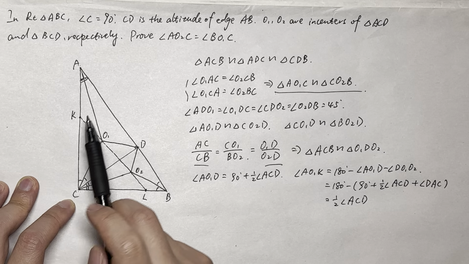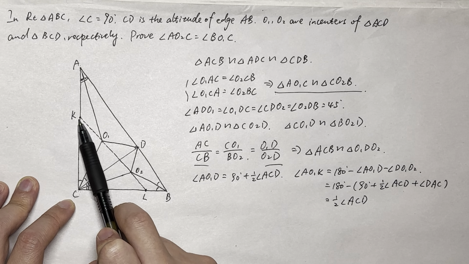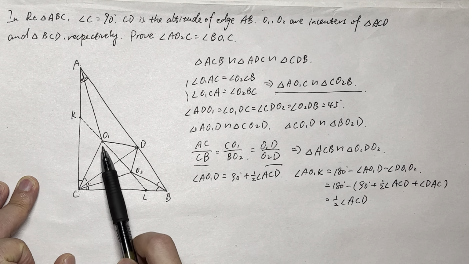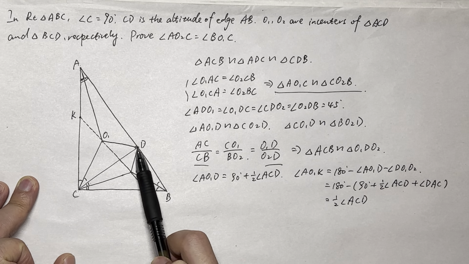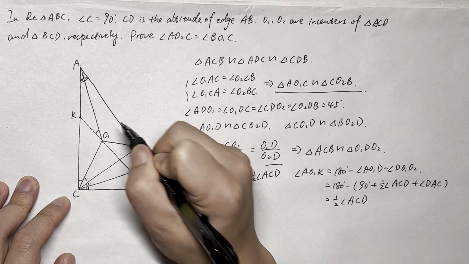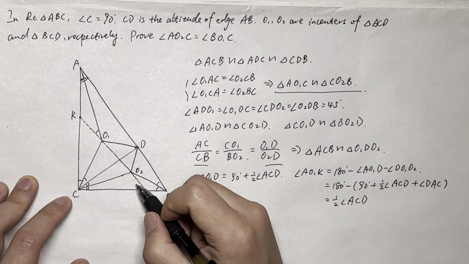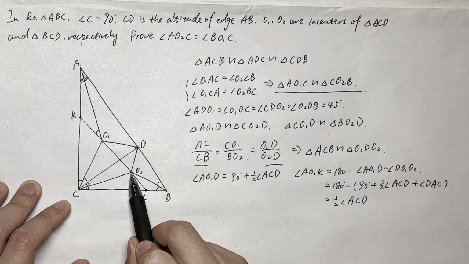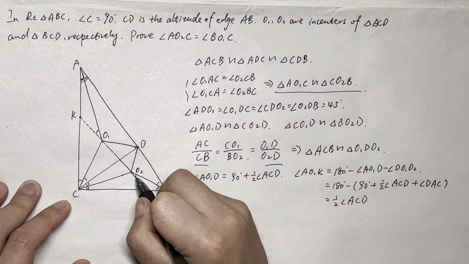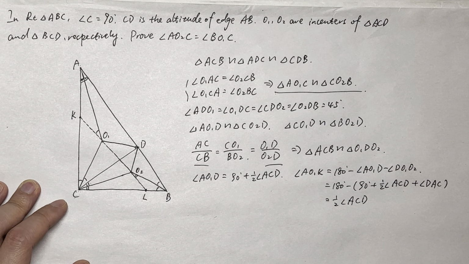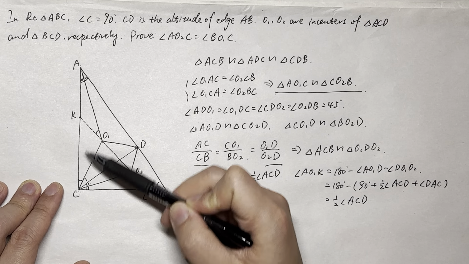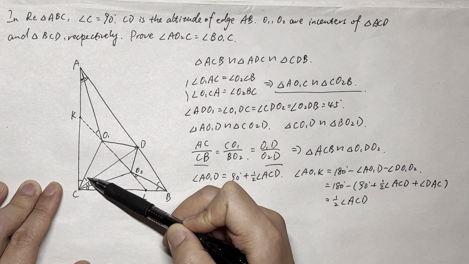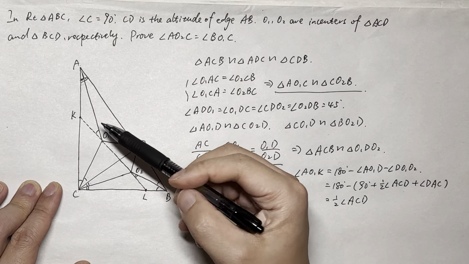which means angle AO1K equals to angle KCO1 or angle O1CD, right? So I'll mark it as this one. Similarly, we can prove that angle BO2L equals to angle O2CB. So I'll mark this as this one, which means that we already know that twice of this angle plus twice of this angle equals to 90 degrees, which means half of them would be 45 degrees.